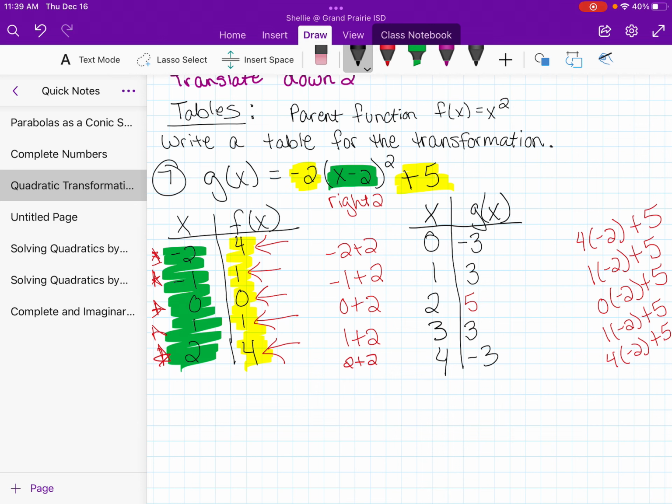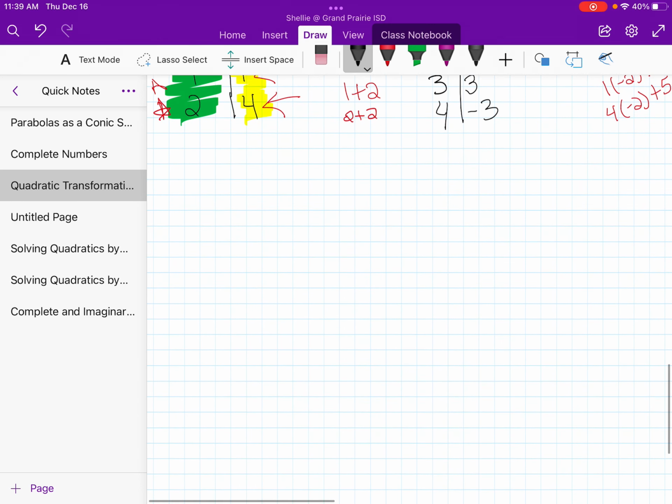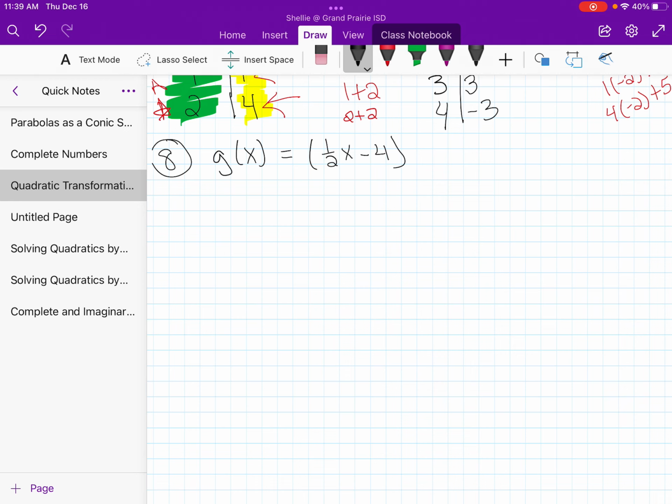So let's look at another example, preferably an example with slightly more horizontal changes, because horizontal changes can be tricky. So example 8, let's look at g of x equals 1/2 x minus 4, that quantity is squared, plus 3. Now again, I'm going to compare that to the table for the parent function. So I'm just going to quickly make a table for the quadratic parent function.